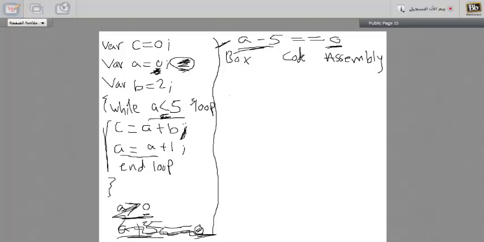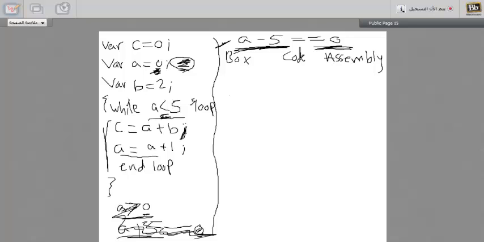Add one to A. So what's the initial value for A after we finish the first loop? Exactly, Amal. The new initial value for A will be 1. See, we're working in loops. So basically we have 5 loops before we exit the method.